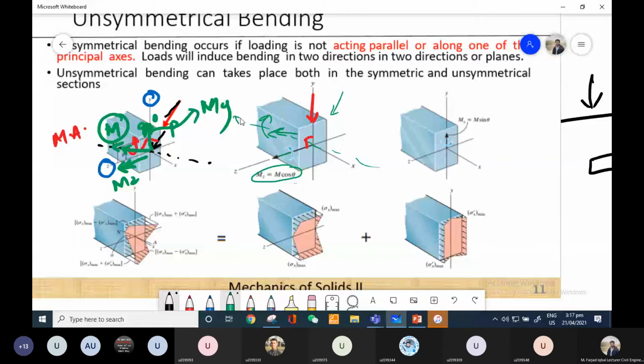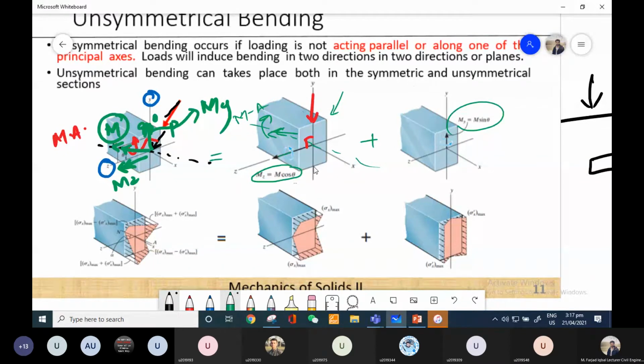Okay, so now this moment has been transformed onto two axes. There is a plus sign over here, or you can write it equals to. This is simply the principle of superposition. And the second component is my, which is equal to M sine theta. So this is how you transform the moment.